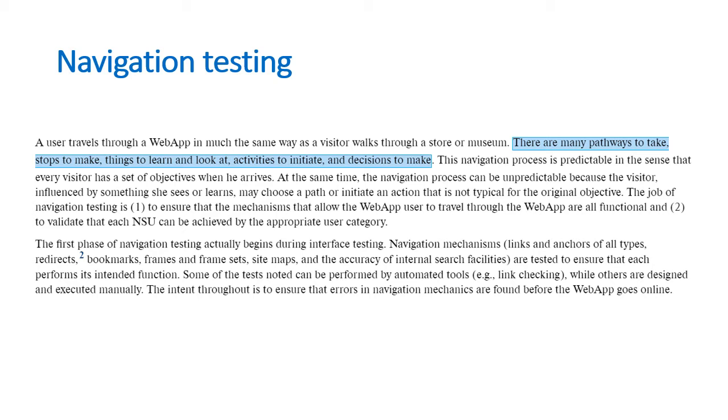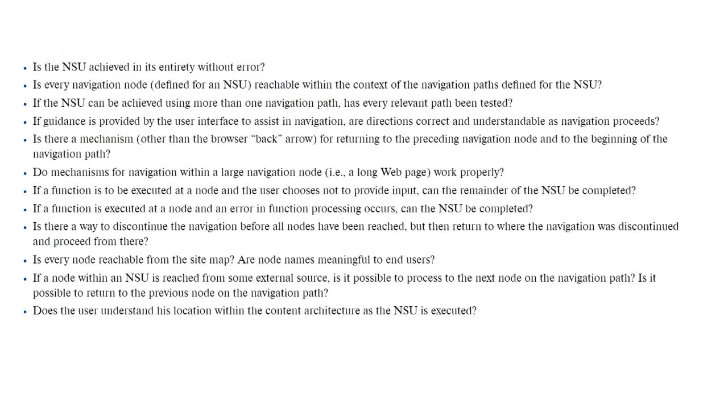So some of the tests noted can be performed by automated tools, as usual, while others are designed and normally executed manually. So the intent throughout this process is to ensure that errors in navigation mechanics are found before the web app goes online. And to help us with the process, we can try to look at this list of questions and answer them one by one. You can pause this video and have a look at these questions. Hopefully it helps when we arrive at this navigation testing process.